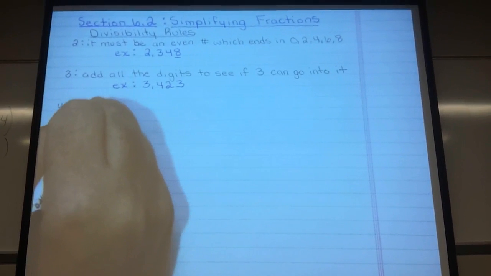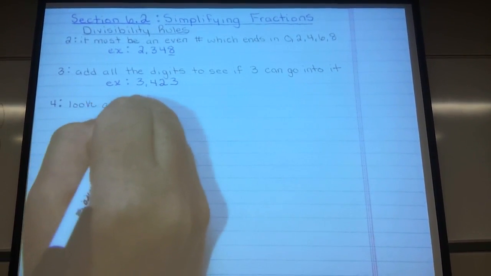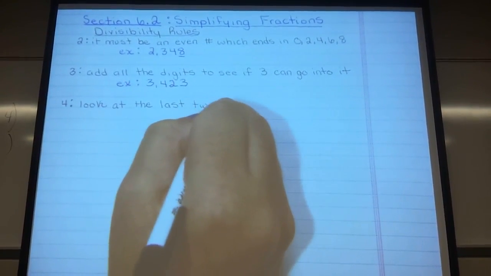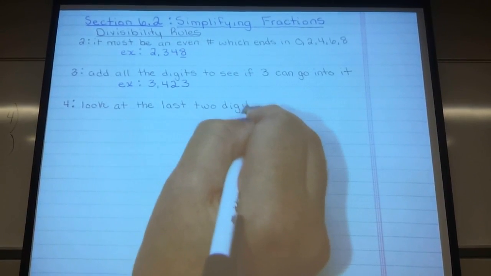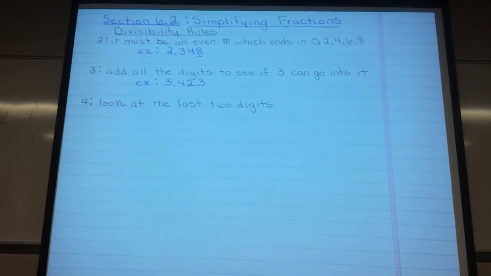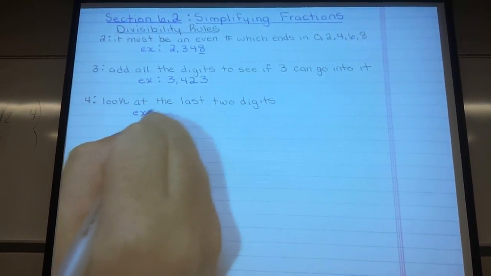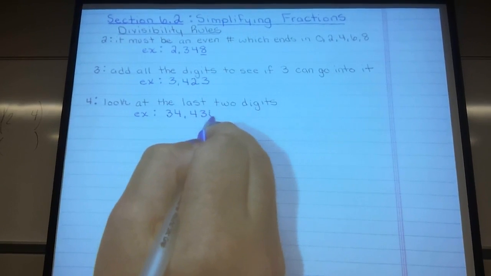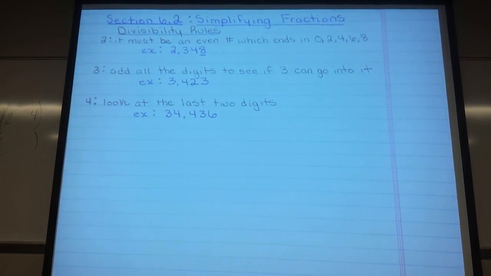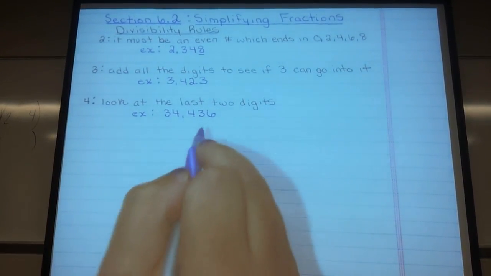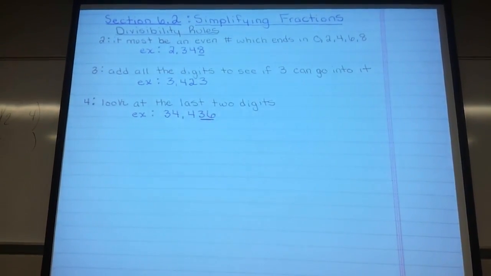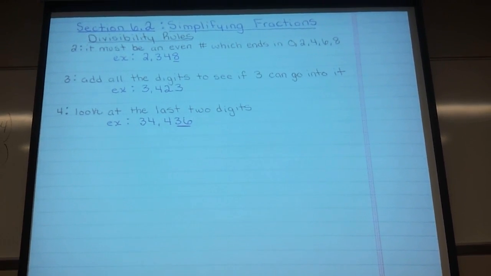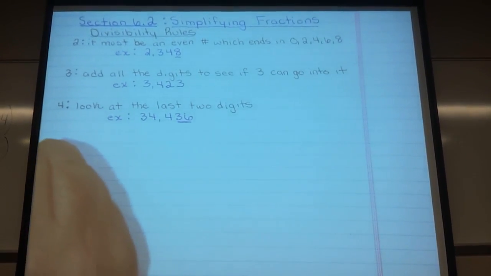Look at the last 2 digits. What I mean by that is, if we have 34,436, you look at the last 2 digits, 3 and 6. Can 4 go into 36? Yes. Then 4 can go into that number. So that saves you some time. So for 3, you get that.